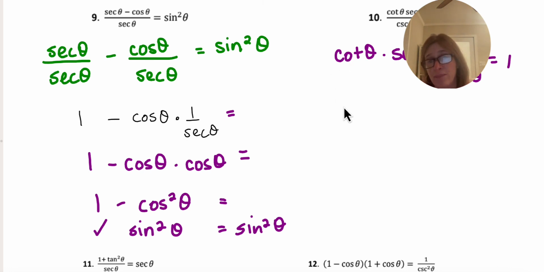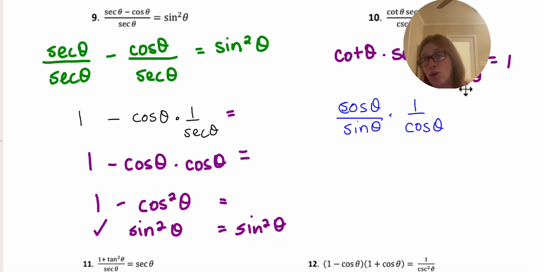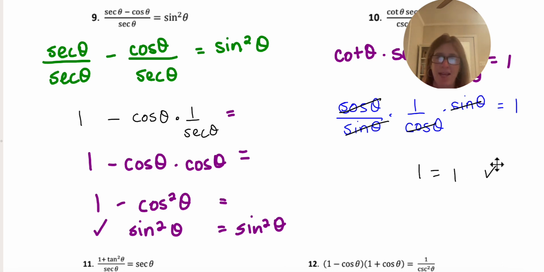So cotangent is cosine theta over sine theta. Secant theta is 1 over cosine theta. And 1 over cosecant theta is sine theta. So again, writing everything in terms of sine and cosine. And look at this beautiful problem. 1 equals 1. And I have verified my identity.